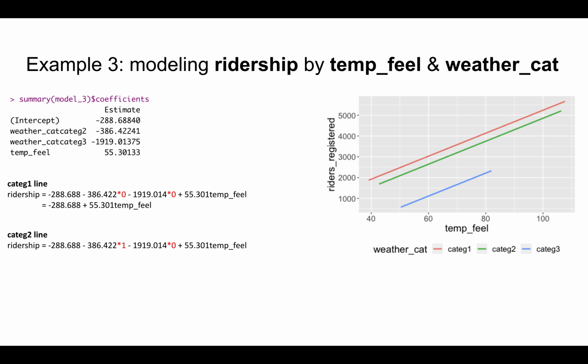Next, to obtain the trend line for weather category 2, we plug in 1 for weather category 2 and 0 for category 3.